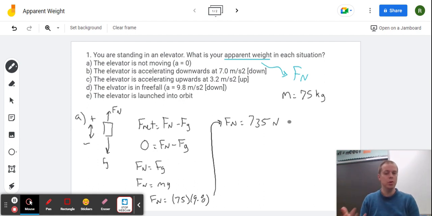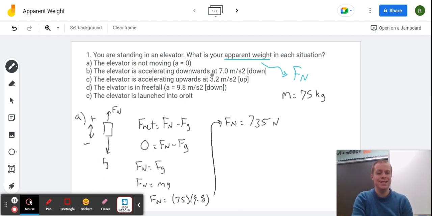And this is just the normal weight. Nothing has changed here. This is the same as if you were just standing on level ground. However, when you are in something that is accelerating, either speeding up or slowing down, it's going to change how you feel. This equation is going to get changed. So let's take a look at a couple of other examples.